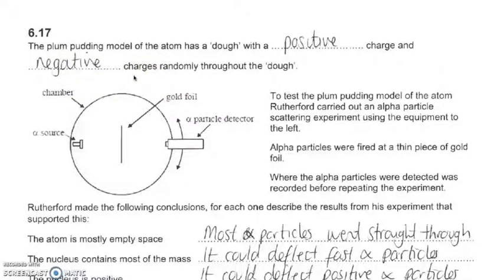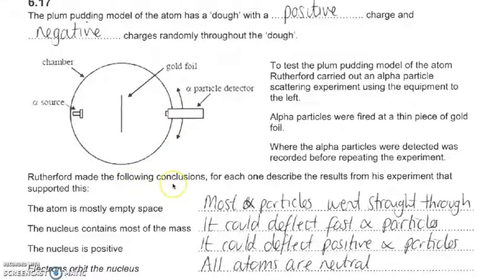Now, in order to test the plum pudding model of the atom, Rutherford, in Manchester, carried out an alpha particle scattering experiment using the equipment to the left here. Alpha particles from this alpha source were fired at a thin piece of gold foil. Where the alpha particles were detected was recorded before repeating the experiment. Essentially, this alpha particle detector was moved around the gold foil 360 degrees, and the amount of alpha particles detected was recorded. He made the following conclusions.